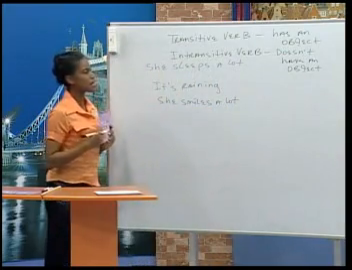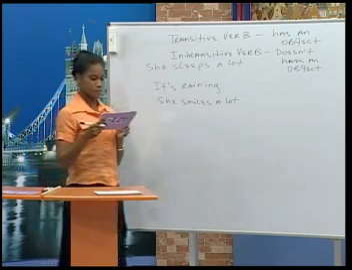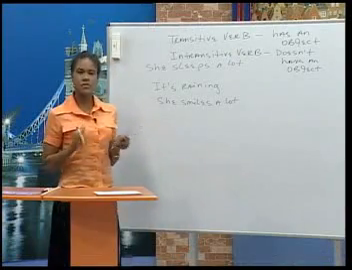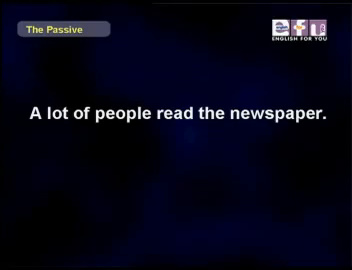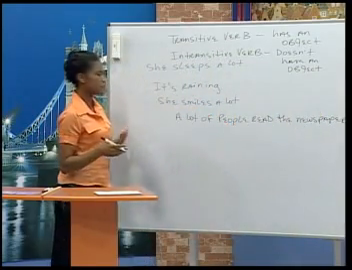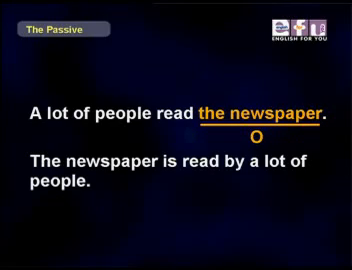Do these last three verbs have a passive form? Sleep, rain, smile. I don't think so. There is no object. Exactly. Okay, now let's turn our first sentence into the passive. So we had a lot of people read the newspaper. Okay, this is our active sentence. Sylvia? The newspaper is read by a lot of people. Very good. Our passive sentence is the newspaper is read by a lot of people.